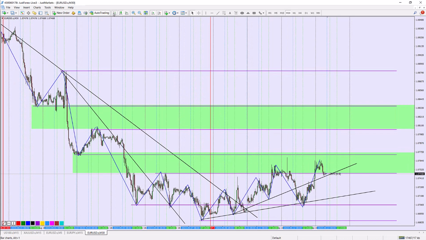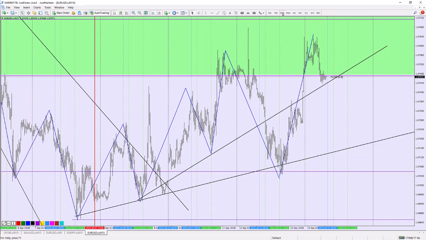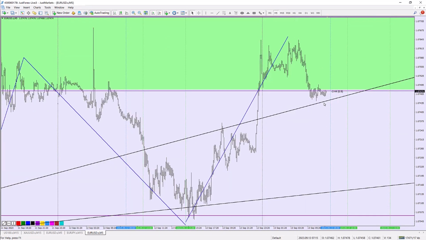Let me turn this to bar chart again, which is a more detailed view of the 1 hour chart. You can look at the 15-minute. Now you can see the general view of the new current trend. But my trading time frame is 5 minutes.